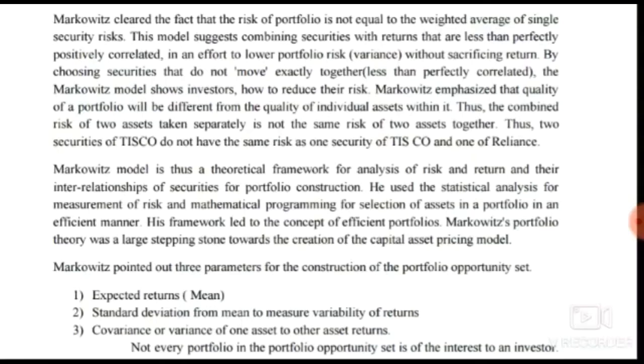By choosing securities that do not move exactly together, the Markowitz model shows investors how to reduce their risk. So in diversification we had learned about three cases, and in those cases we had seen that those securities which have a correlation coefficient or covariance less than 1 are the best ones for diversification, or by combining those securities we can diversify or we can reduce our risk. So this concept was actually introduced or taught by Markowitz.